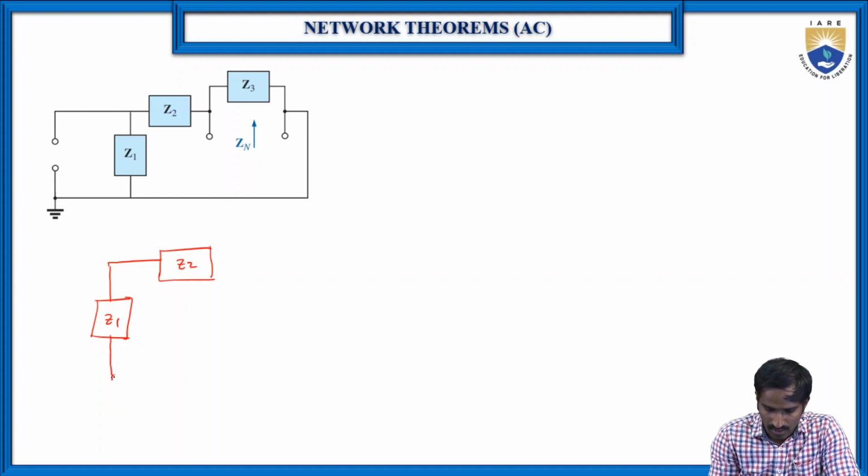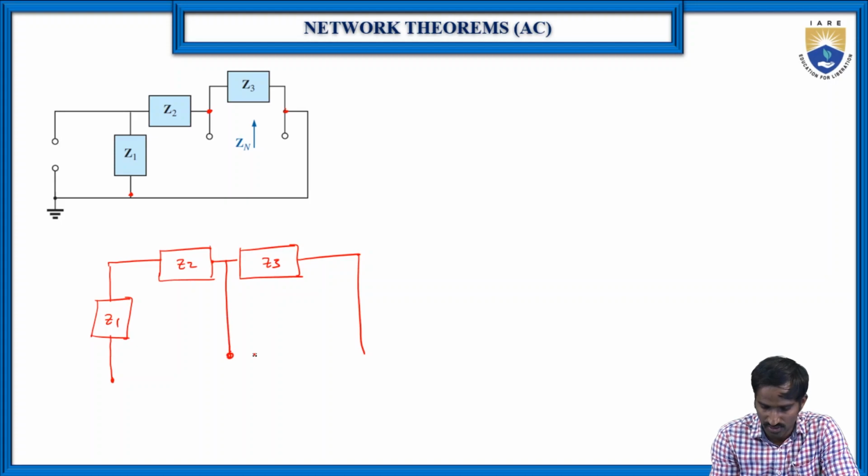Okay, this is Z1 and Z2. Here this is the point, and here this is the point. Anyway, we need to find the impedance in between these two terminals, these two points. So let us consider the third one, this is Z3. We need to find the impedance across Z3, across these two terminals.